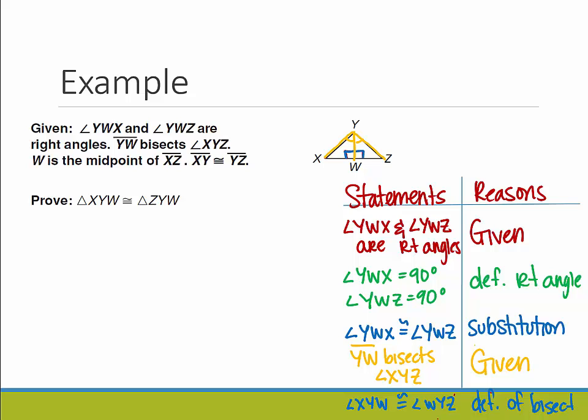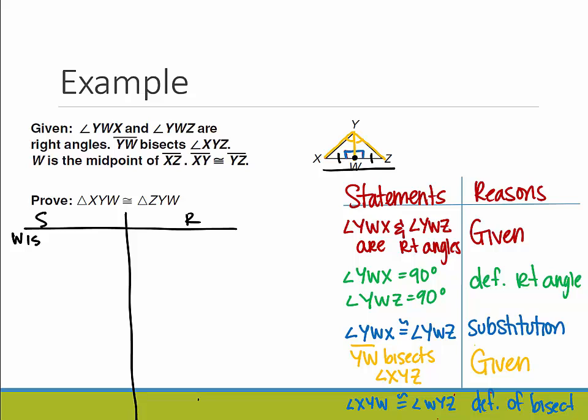So we're moving right along. We have two of our angles are congruent. And I'm going to make a new two-column over here because we're going to need it. So now the next piece of information they give us is that W is the midpoint of XZ. So right here is right in the middle of from here to here. So that means that those two have to be congruent.